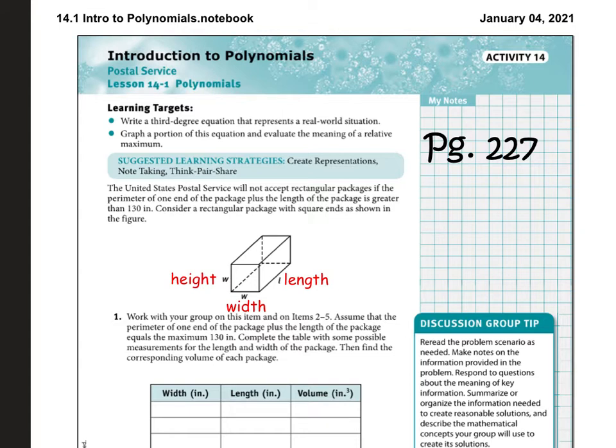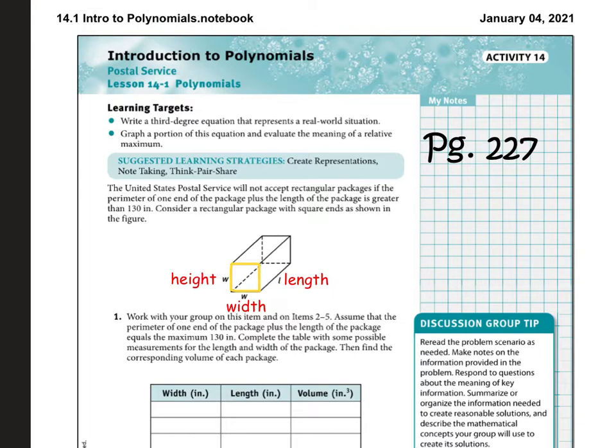So let's consider a rectangular package shown here with square ends. That's going to be key, just so we can make the math work out. The key is that we're going to make the height and the width of the package equal to each other to make the end a square. Otherwise, we would just have too many variables, as we'll see in a little bit.